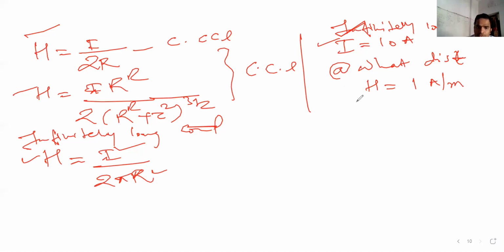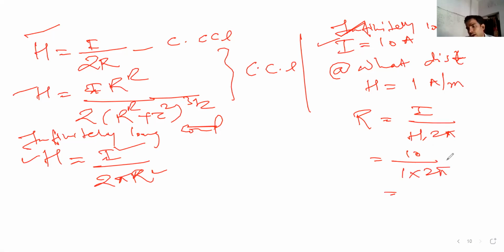Or should we solve this? So what will be r? It will be I by H into 2 pi. So this will be 10 divided by 1 into 2 pi, so 10 divided by 6.28, which is something like 1.5 or 1.6. So r will be that many meters.